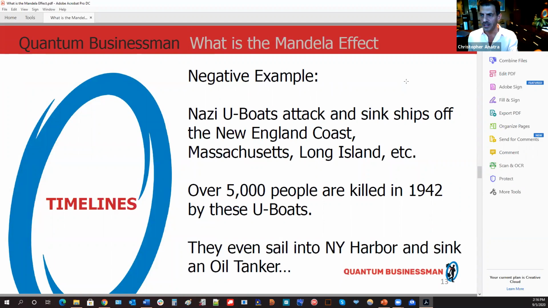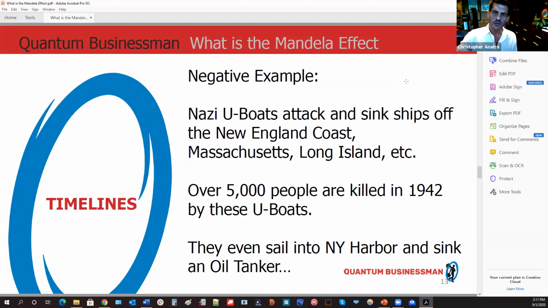There's also the concept of negative timeline insertions. I've created a lot of videos. One of the things I talk about is these negative timeline insertions regarding World War II, specifically about the Nazis, and how where I live in Connecticut in the United States, off the coast of New England, in the Long Island Sound, 5,000 people were killed by Nazi U-boat attack. They were on ships, passengers, sailors, etc. 5,000 right off the coast of where I live. I never heard about that.